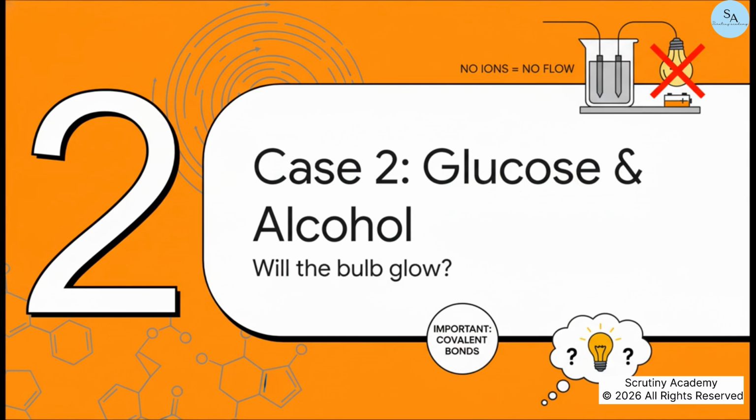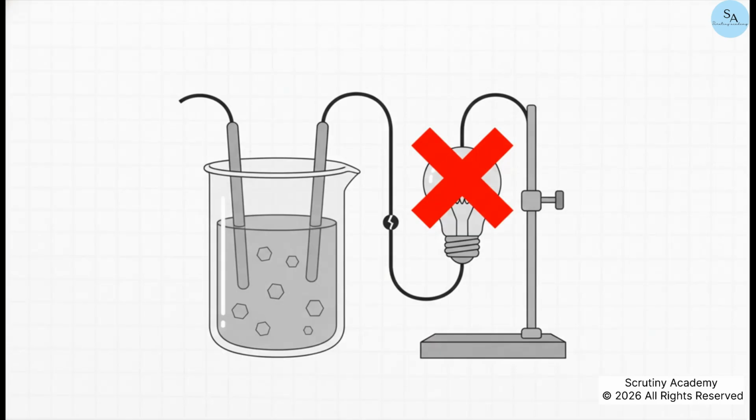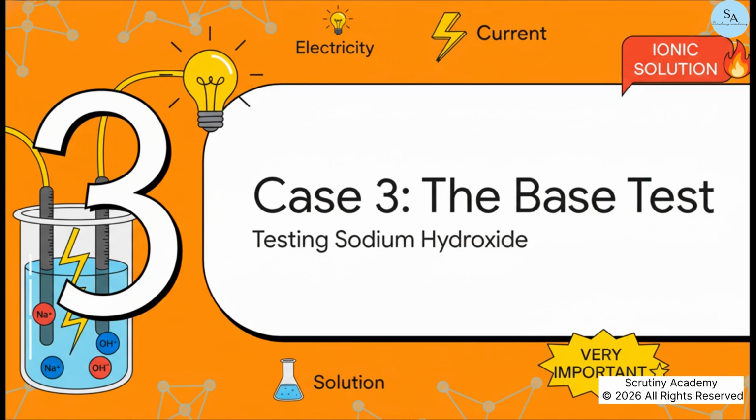Okay, next up, we're trying out solutions of glucose and alcohol. Now, do you think the bulb will light up this time just like it did with the acid? What's your prediction? And the result is absolutely nothing. The bulb does not glow, not even a little bit. So with glucose and alcohol, there's no current flowing. See? This is getting really interesting now. Why the huge difference?